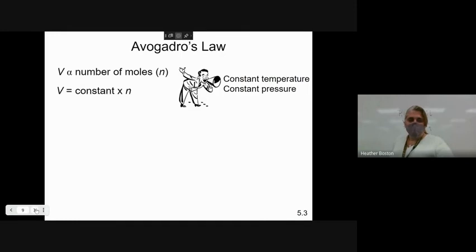Our last one is Avogadro's law. Avogadro's our guy who talks about amounts. So Avogadro's law is V1 over N1 equals V2 over N2. Yep. Divided by is direct. So these guys are all directly related. Boyle's law with pressure and volume are inversely related.